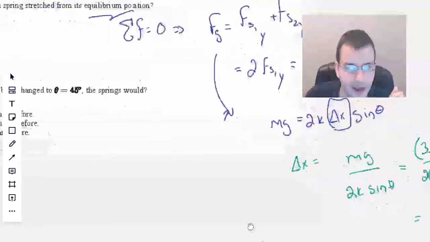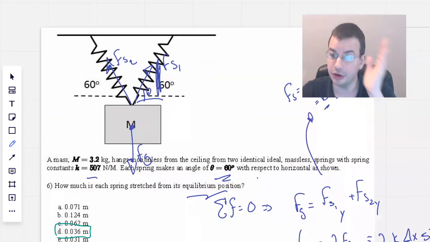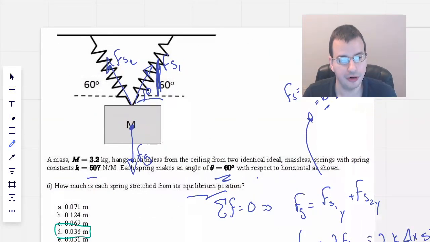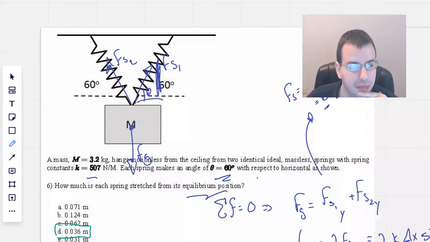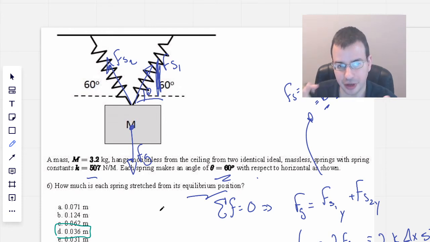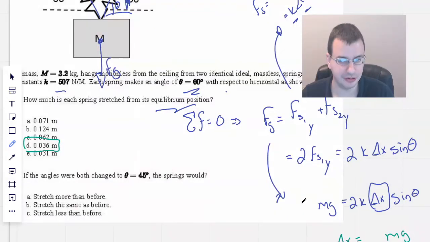Now the second part: if the angles were both changed to 45 degrees, I believe the springs would stretch more, because the more vertical the springs are, the more their force is concentrated upward. Therefore it would be more in line with gravity, and the sine of theta would be a bigger proportion of the total force. Therefore you need less force.